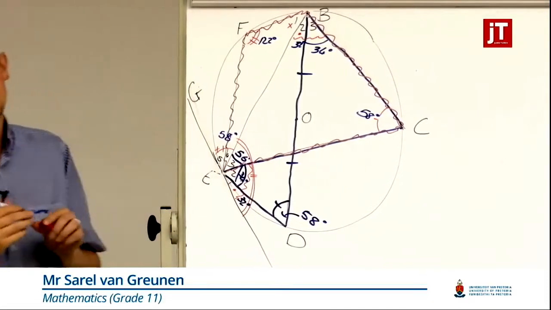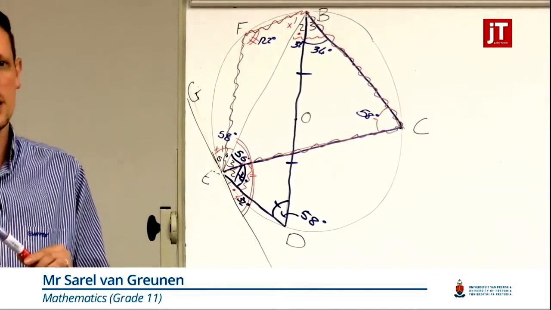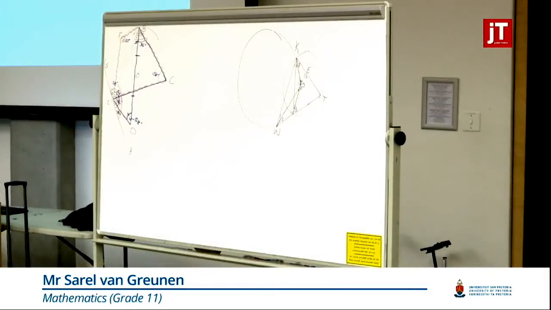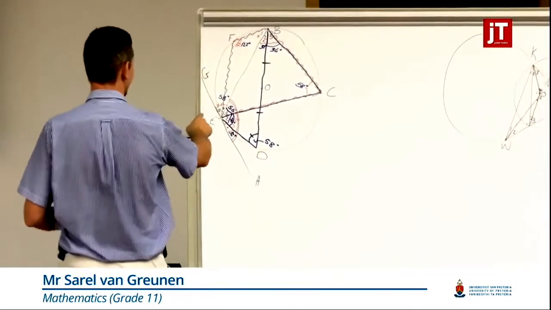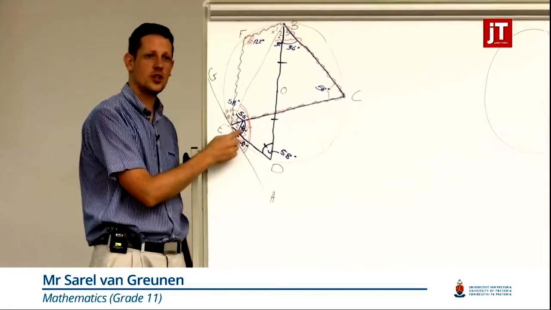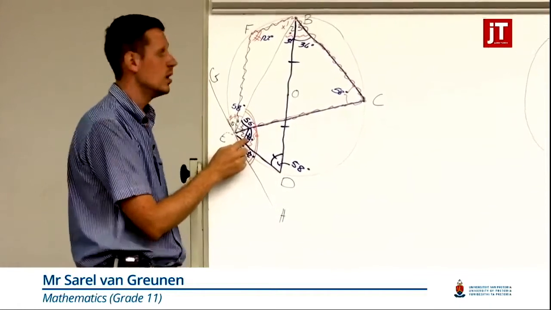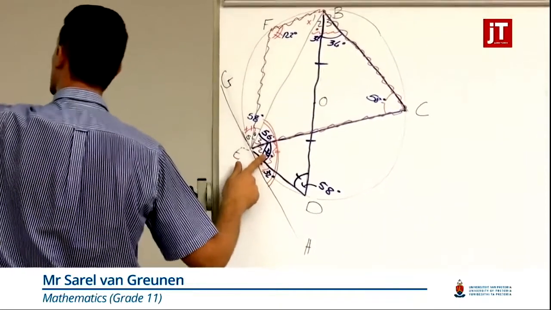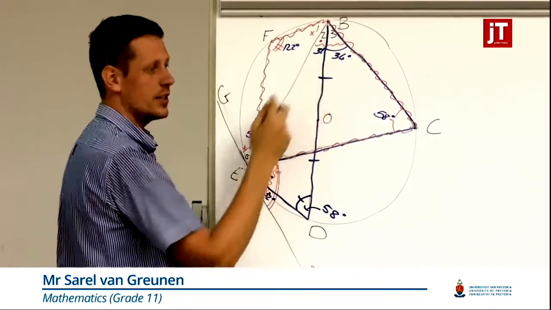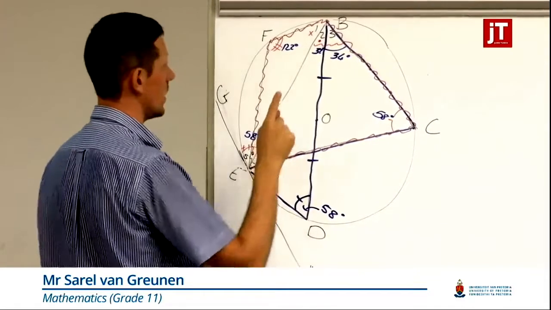Okay, sorry, let's quickly stop. Let's look at the questions, because I haven't looked at a single question. Determine the value of E2. Oh, but I've got it. It's 34. Determine the value of angle EBC. 66. Determine the value of angle F.